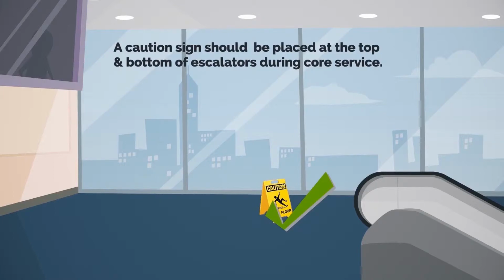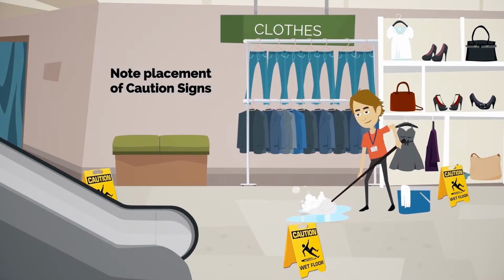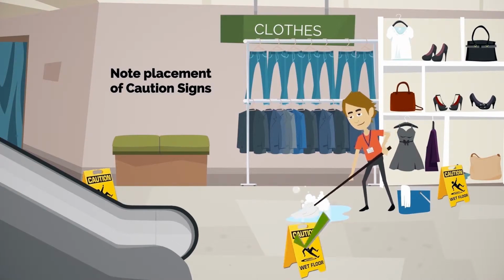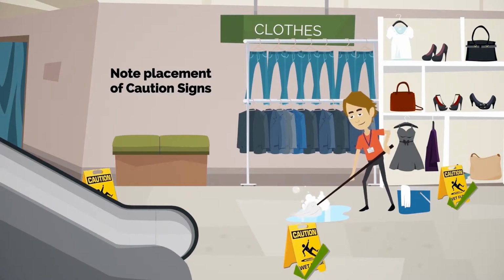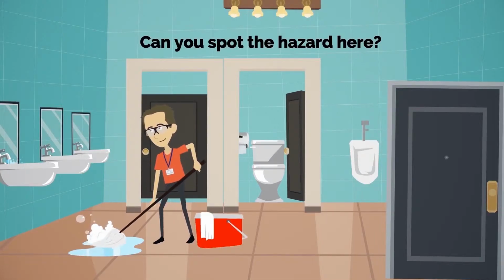Too many caution signs in one location causes hazardous obstruction. The correct placement of caution signs is in front of escalators, but not obstructing, in the location of work, and in front of entrances or exits, again ensuring that the sign is clearly visible and not causing an obstruction, in this case, dressing rooms. Can you spot the hazard here?